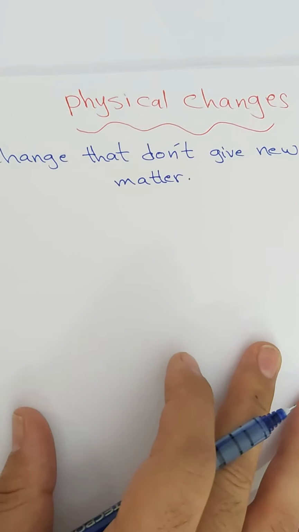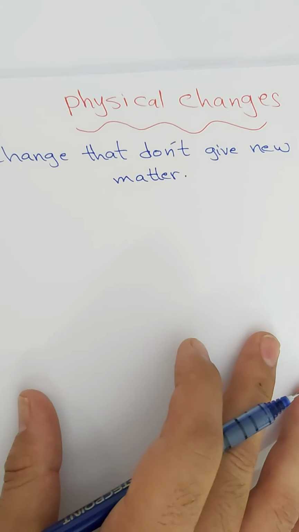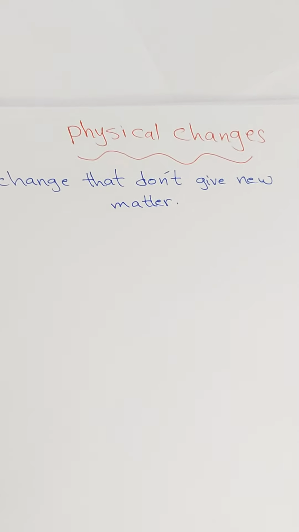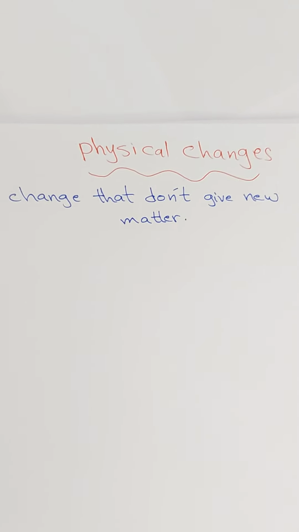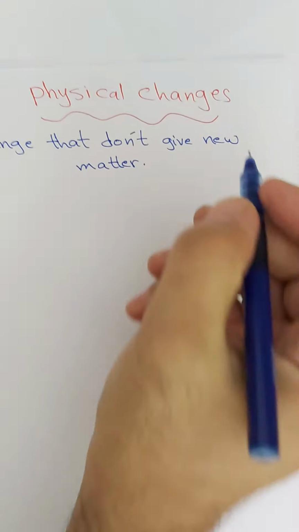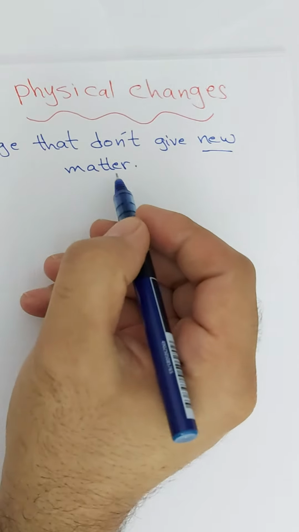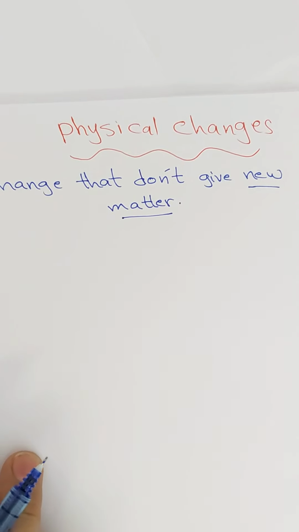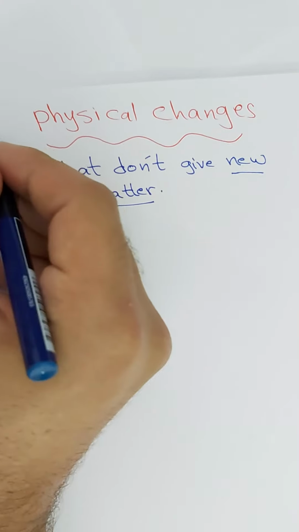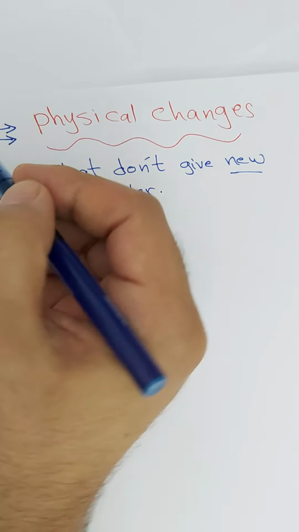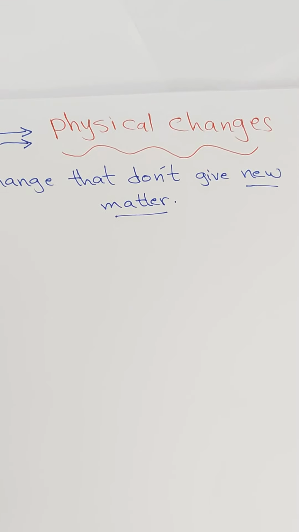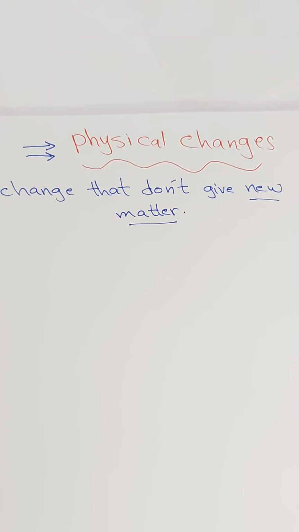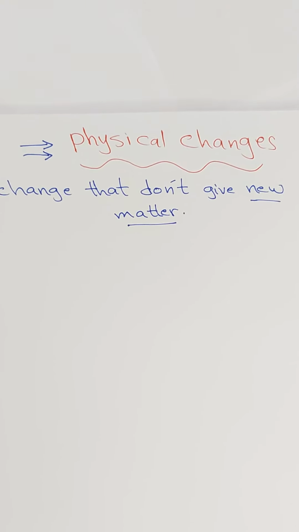Last lesson we began with physical changes, and we said, what is a physical change? We said a physical change is a change in which new matter will not be formed, so it doesn't give a new substance. Any change of matter that doesn't give a new substance, we call it a physical change. And the second one is chemical change, this next week inshallah. So physical change is a change that doesn't give a new substance.